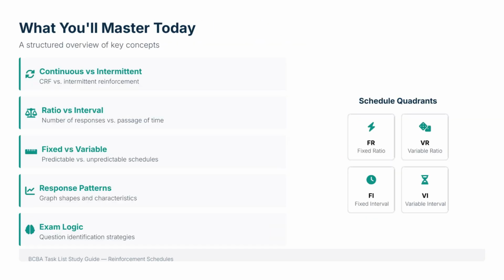Today we will structure our understanding around 4 core distinctions. First, continuous versus intermittent reinforcement. Second, ratio versus interval schedules. Third, fixed versus variable arrangements. And finally, how these combinations produce predictable response patterns. You should visualize these schedules as 4 quadrants: FR, VR, FI, and VI. Instead of memorizing isolated facts, we will analyze how each dimension affects behavior. To do that effectively, we must begin with a precise definition of reinforcement itself.